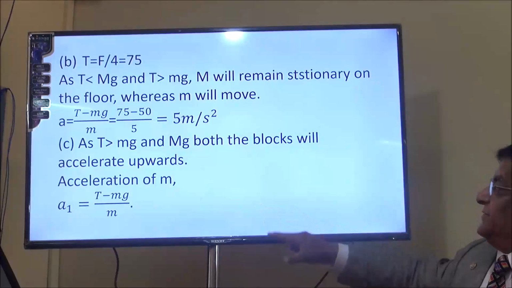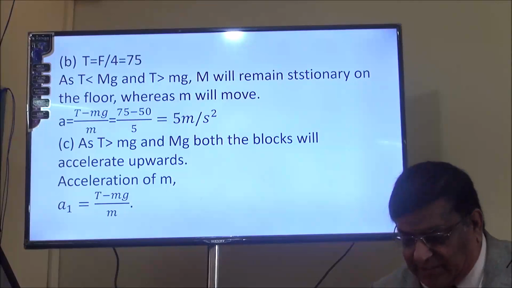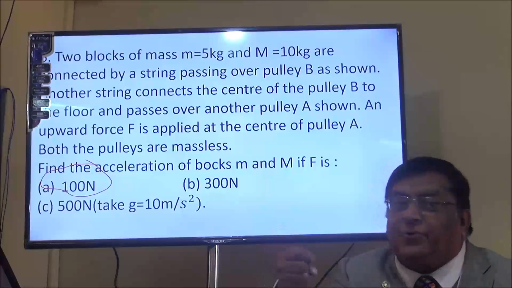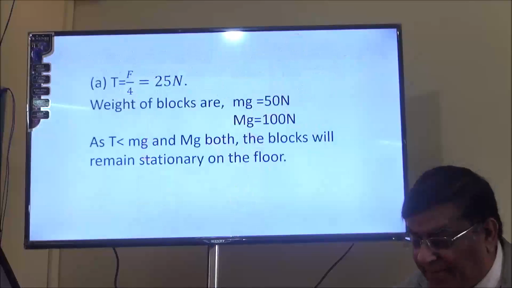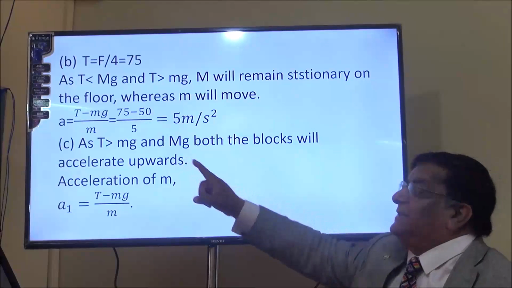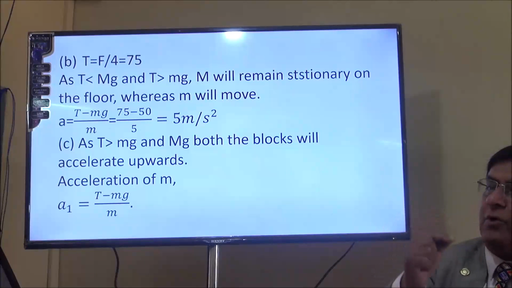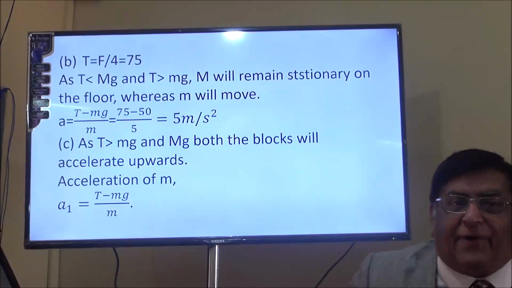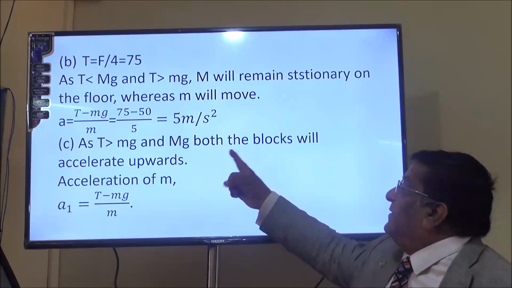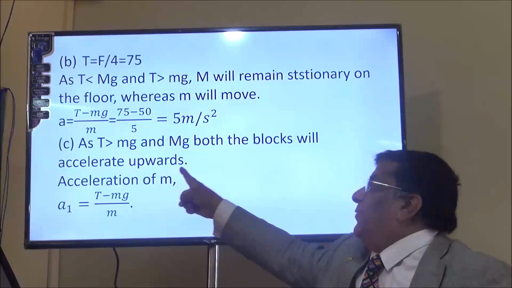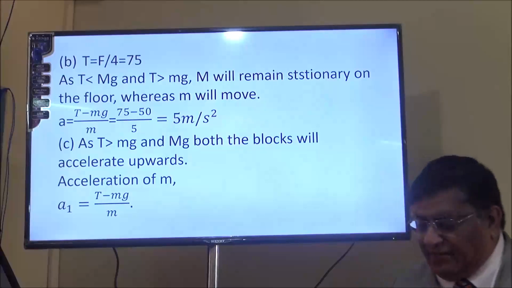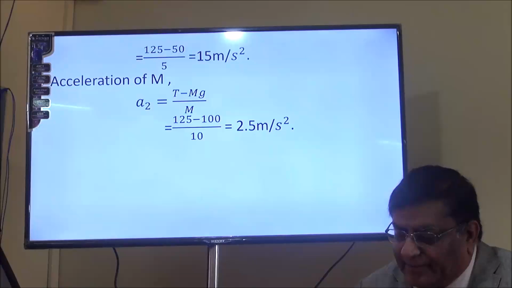In third case, how much was the tension? In third case, it was 500. If we apply the force of 500 up, then what is going to happen? See here. Tension 500 upon 4 is equal to 125, which is larger than 100 as well as larger than that 25. So what will happen? It will accelerate both upward. And how much will be the acceleration? T minus mg upon m, and then we can get this acceleration on the smaller part.